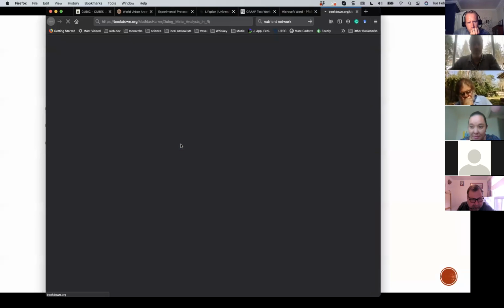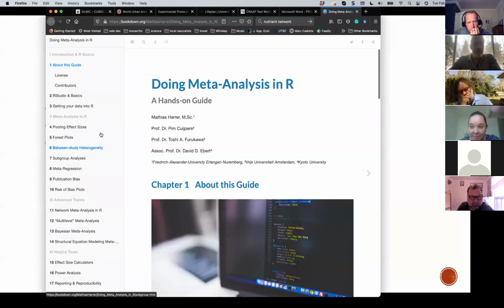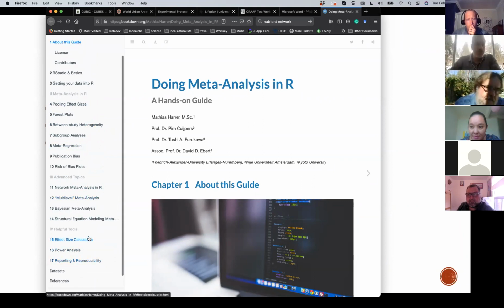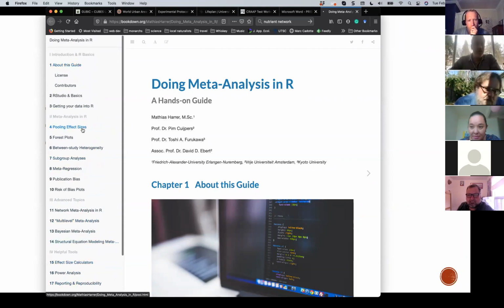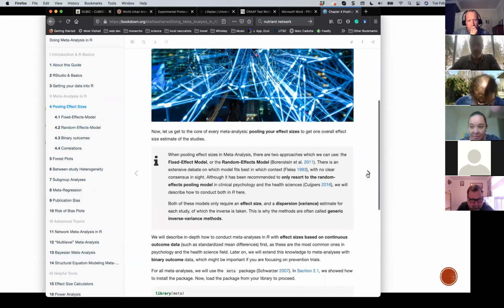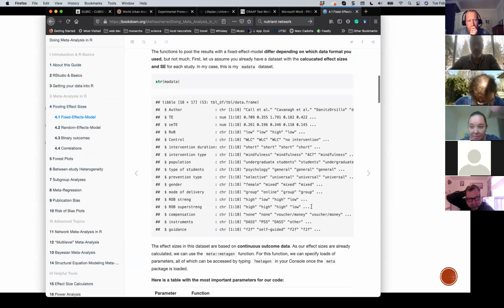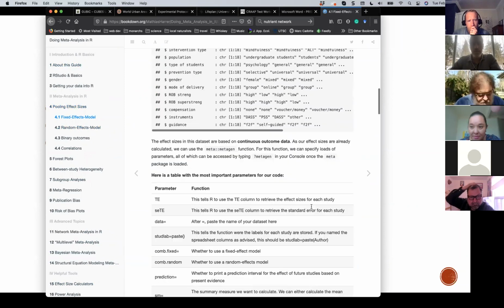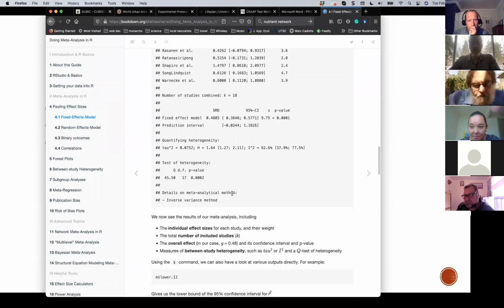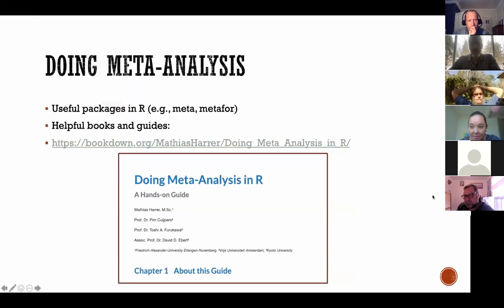If I just click on it real quick, I'm not going to go through it, obviously. But you can see on the side here, there are 17 chapters. If you click on any one of them and click through, you can start to see that it gives you the R code and the example. So you can actually go through the R code and reproduce what they're doing, and then design your own analysis after that. It's a really great resource and it's free, so it's definitely something you should look into.